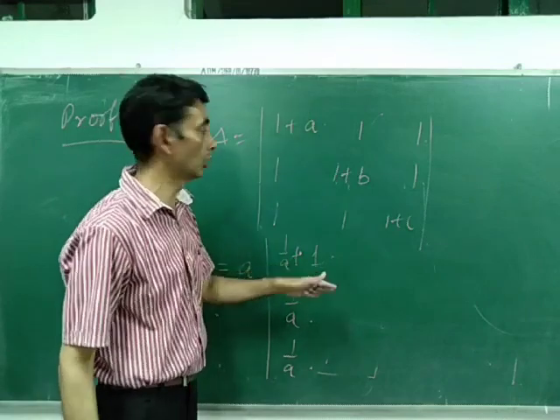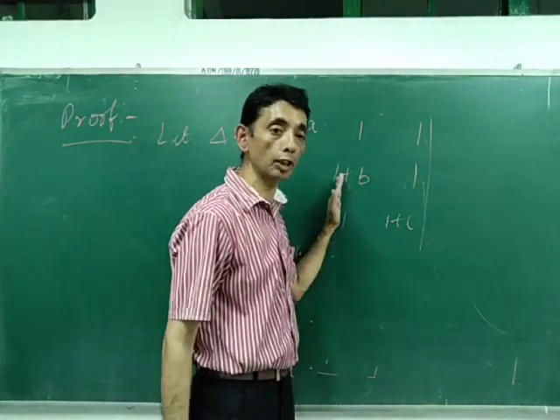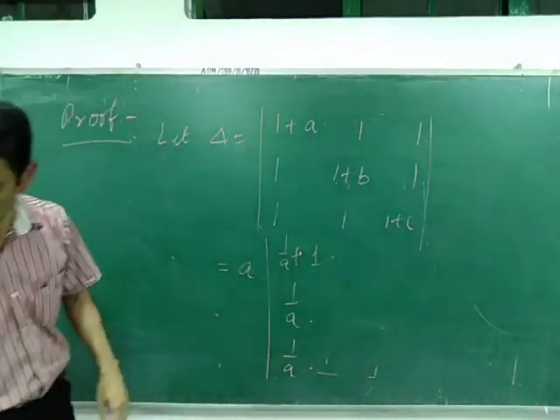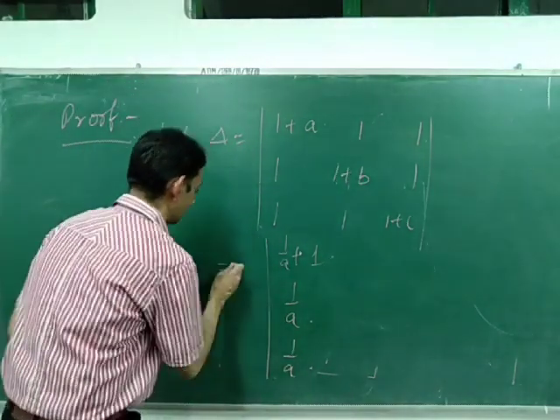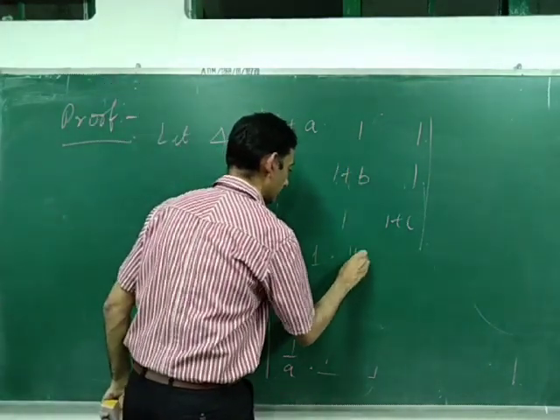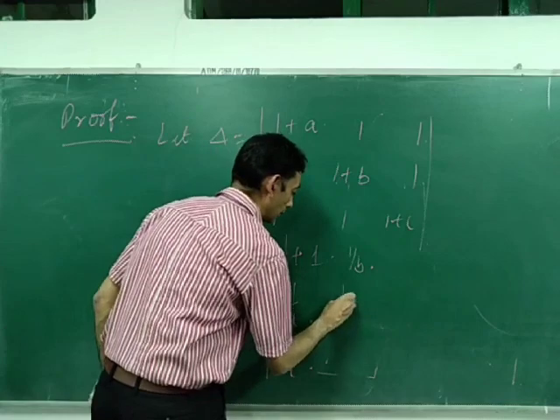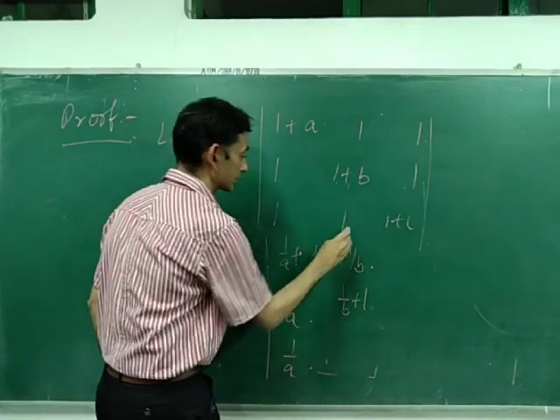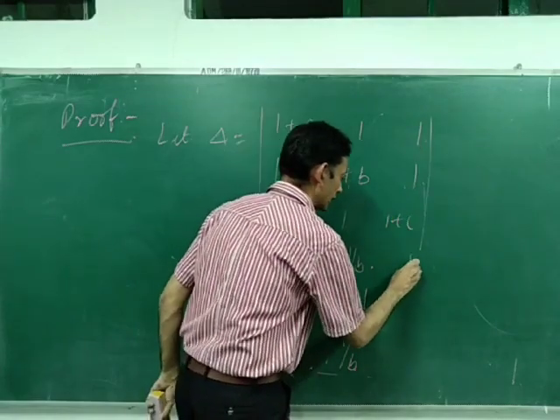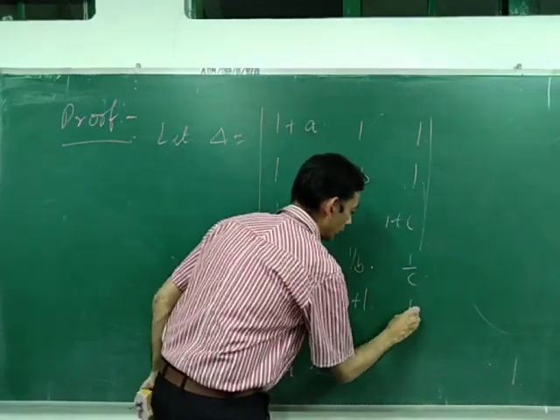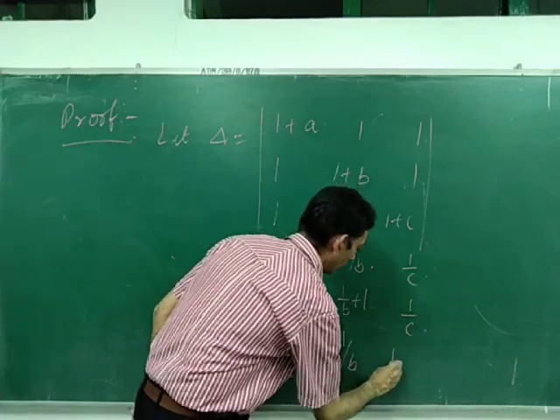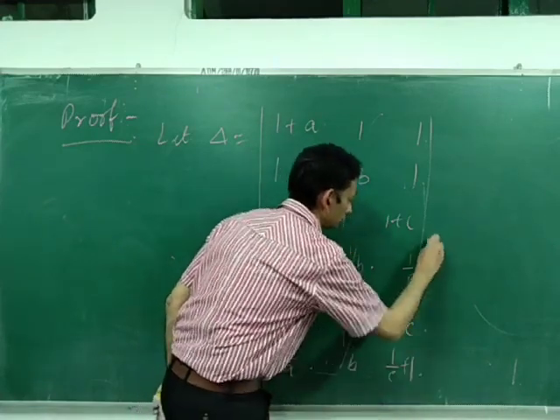Similarly, from the second column you should take b common, and from the third column you should take c common. So outside it will be a, b and c. This term will be 1 by b, this term will be 1 by b plus 1, and this term will be 1 by b. And this term should be 1 by c, this term also should be 1 by c, and this term should be 1 by c plus 1.